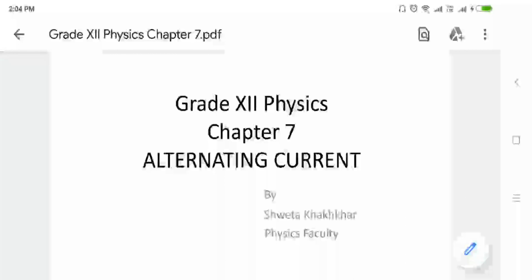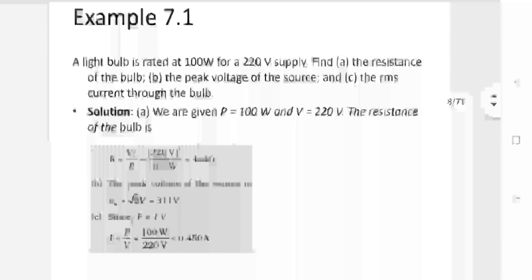Hello students, let us start our next session with chapter number 7, alternating current. These topics we have already done. Let us start this session with the example, that is 7.1.